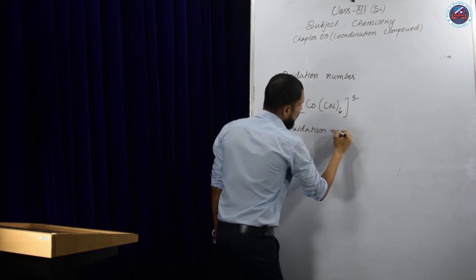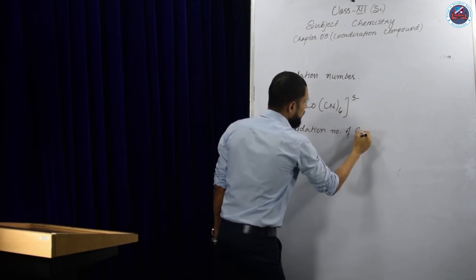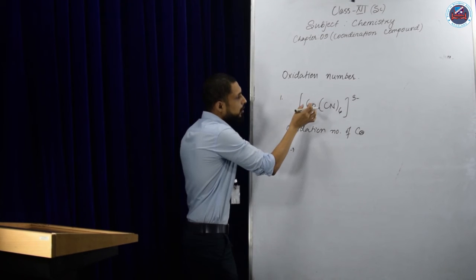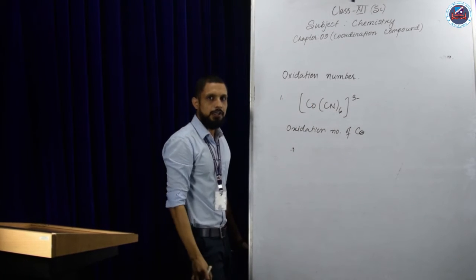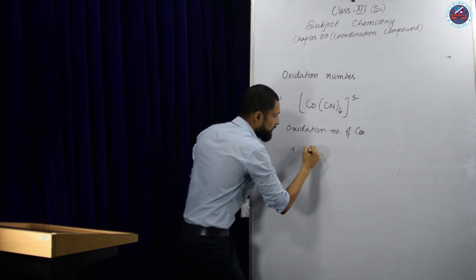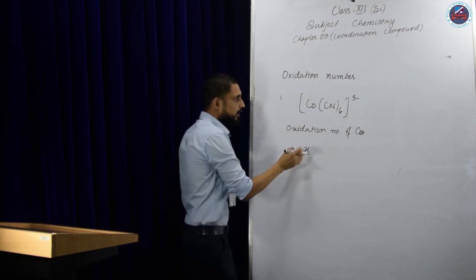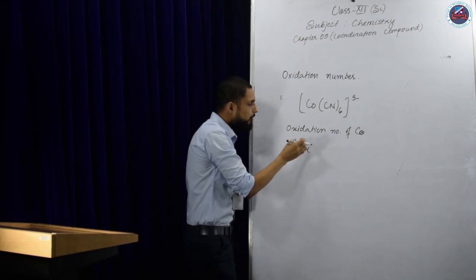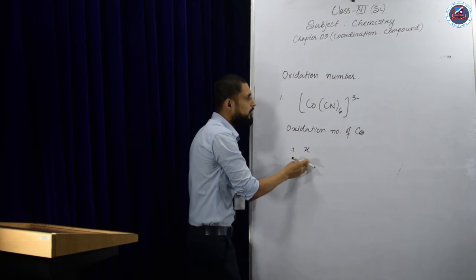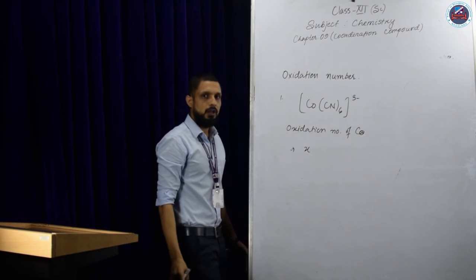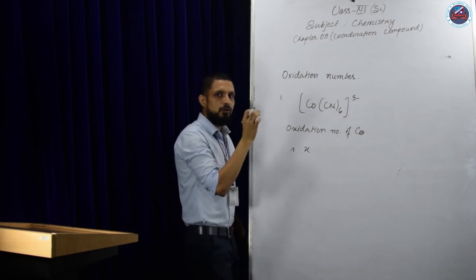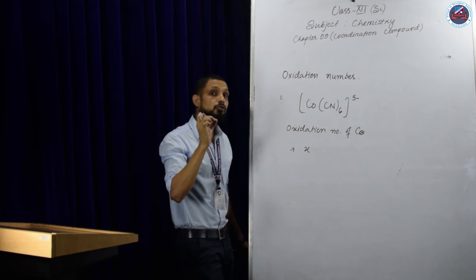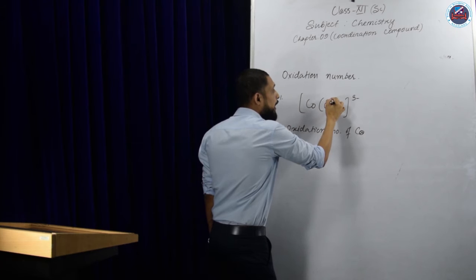Oxidation number of cobalt in this complex. So what do you do? We'll consider the oxidation number of the metal ion, that is cobalt, to be X. Using this, we'll form an equation and solve the equation for X. Whatever the value of X is will represent the oxidation number of cobalt. And to calculate the oxidation number, you need to know the charge carried by the ligand.